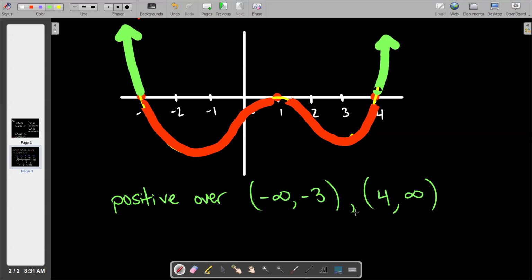Good job. And remember that these sorts of problems always get the rounded brackets because the numbers where the graph touches the x-axis, they don't count as parts of our intervals. Because like Kane said, when you're on the 0, you're not negative or positive. And then we got to do our negative intervals.